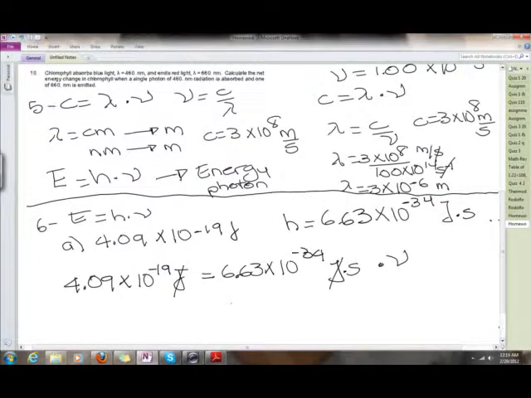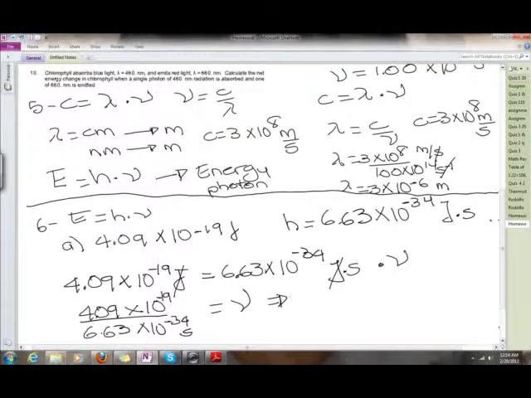You just divide by 6.63 by 10 to the minus 34. It's going to give 4.09 by 10 to the minus 19 divided by 6.63 by 10 to the minus 34 seconds. That gives me 1 over second, the units. It's the units of frequency. And the frequency for this 6A is equal to 6.17 by 10 to the 14 second to the minus 1.